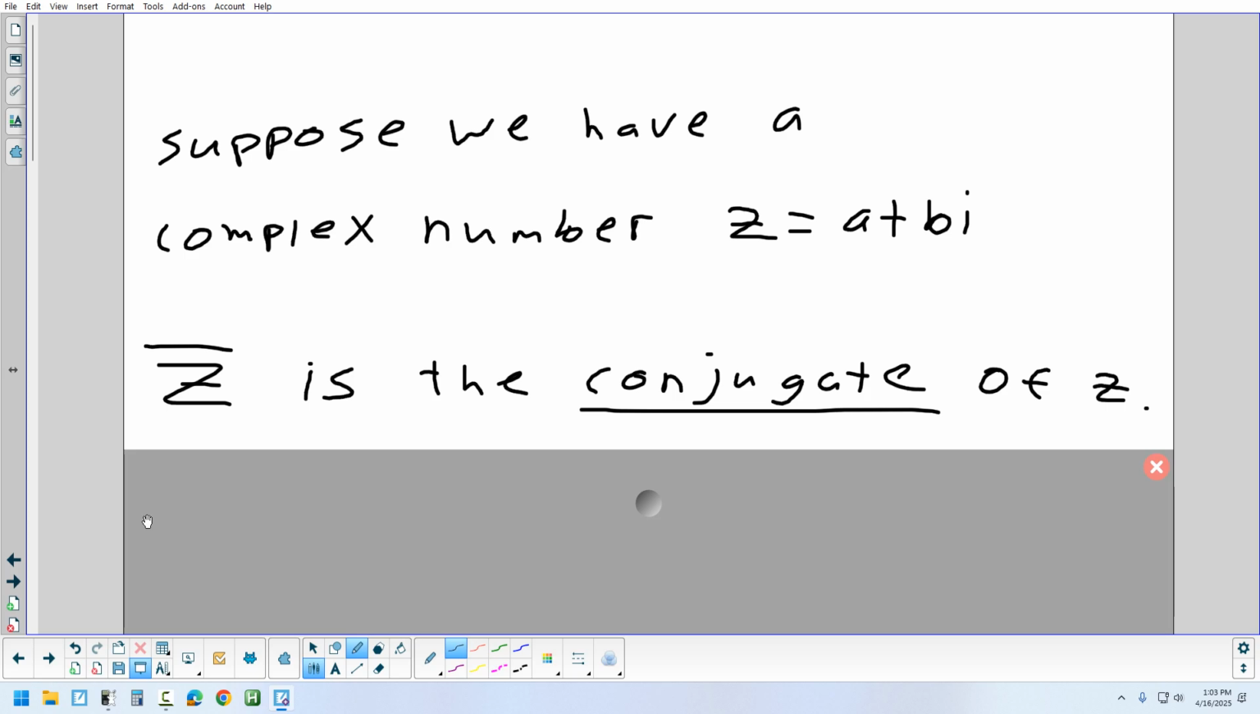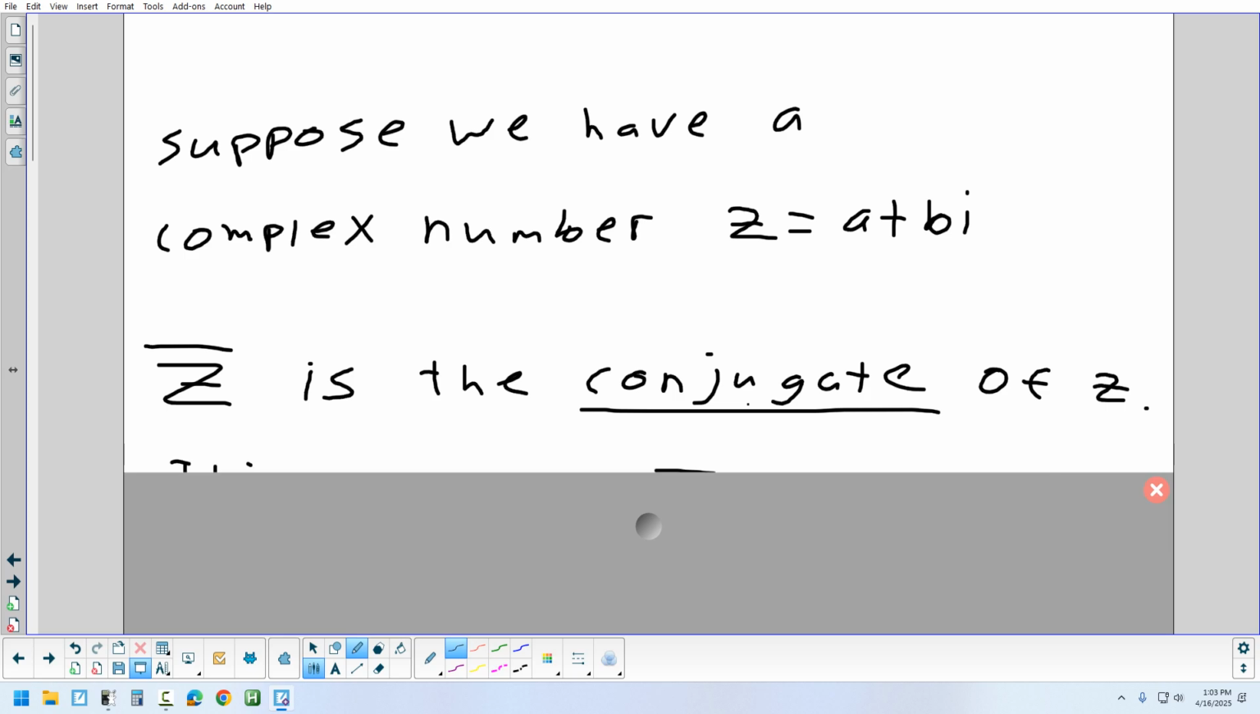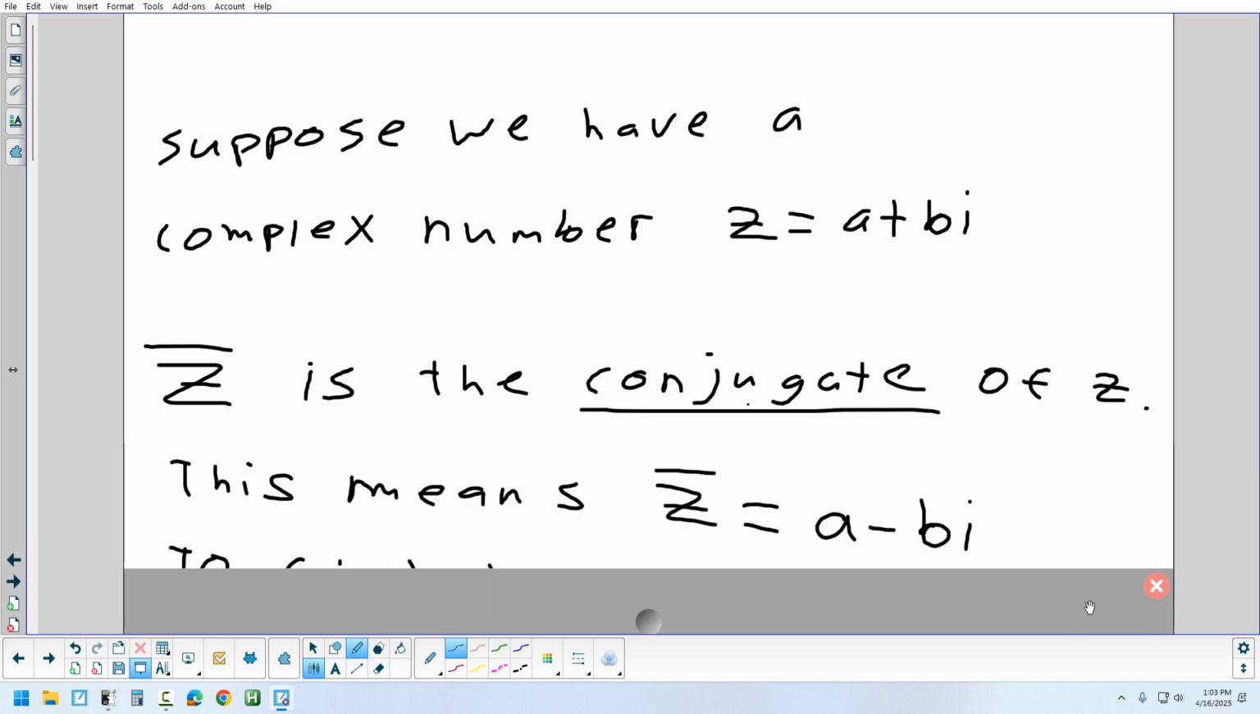So Z is the answer. Yeah, so Z just represents any complex number. Why is there a line on top? So when you put a line on top of the Z, that means conjugate. Means conjugate of Z. What's a conjugate? So the conjugate of a complex number is when you change the sign of what's in the middle. So if it was like 3 plus 2i, it becomes 3 minus 2i.